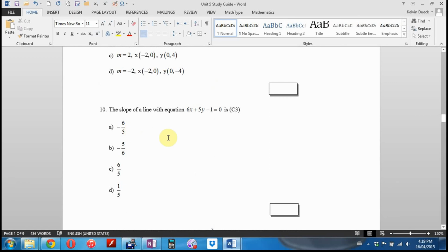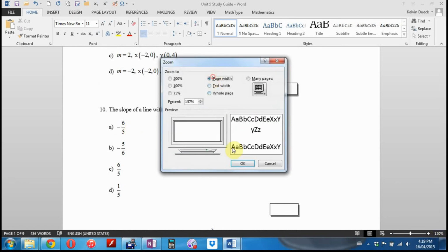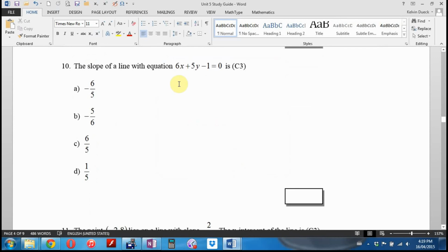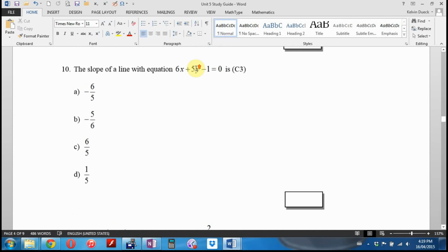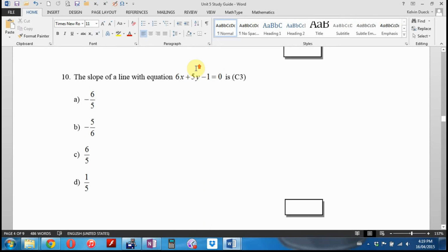So, we're going to go power a little bit here. I can make this a bit bigger, Mr. Dueck. Page width. How would I find the slope of this line here? Get y by itself. And you guys are okay with that? Yeah? So if they start talking about slope and the y isn't by itself, get the y by itself.